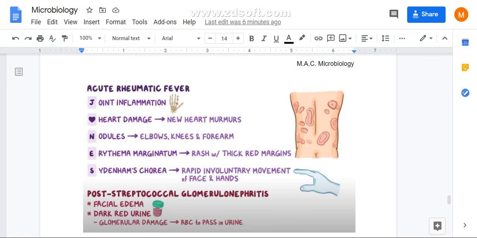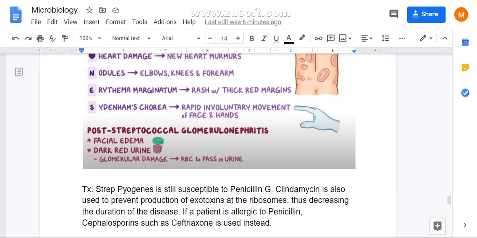Okay, so these are the symptoms for post-streptococcal glomerulonephritis. We had a puffy face, right? So facial edema and dark urine, and that's from blood getting into the urine, because your basement membrane is damaged.